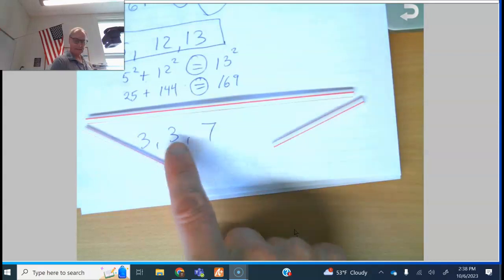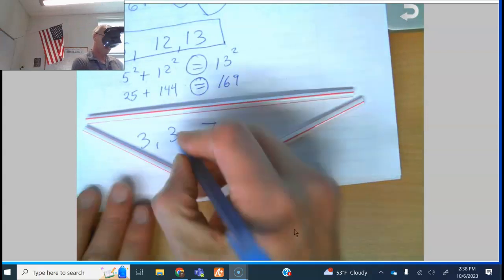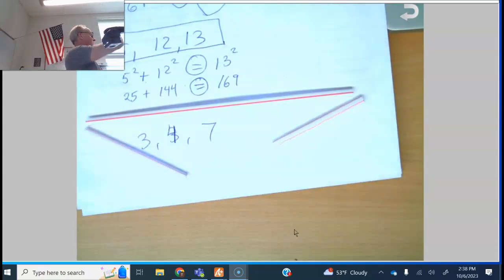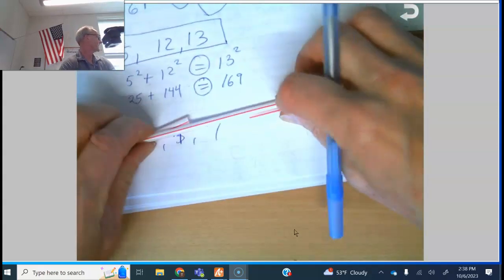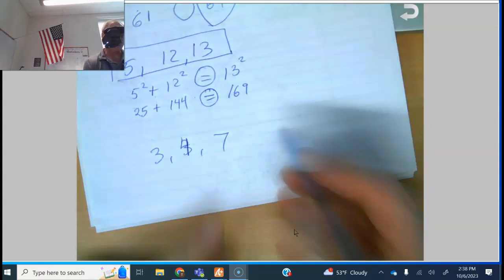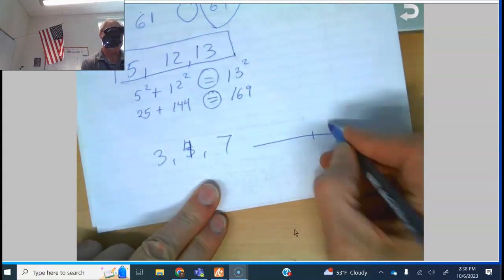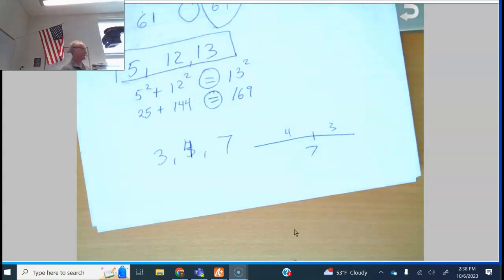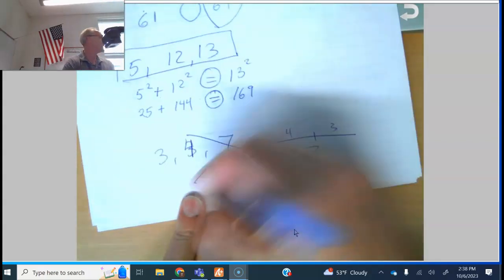Even if I make them the same length, even if I make it 3, 4, 7, it's still not a triangle. It's just a segment. They just sit together. So they end up looking like this. Here's 7, here's 3, here's 4, here's 7. There's no triangle. It's just a segment. Not a triangle. Be careful.